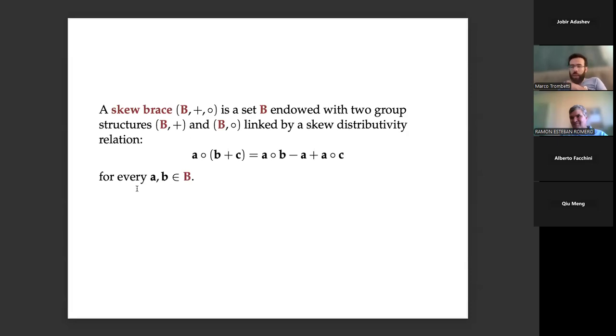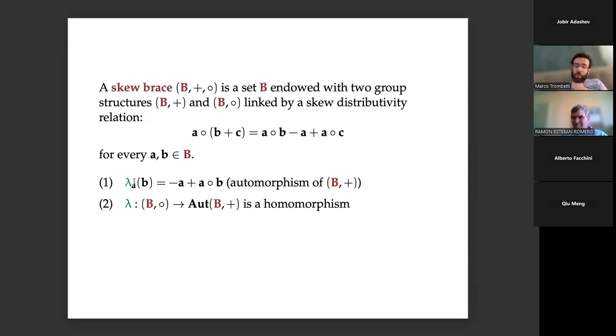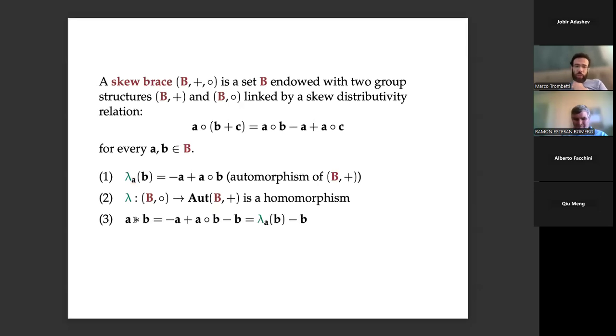But anyway. Some other notation is that if you get a skew brace, then this map here, this function here, is actually an automorphism of the additive group. And you also get that the map assigning to every element of B the previous map I was telling you, lambda subscript a, this is also a homomorphism. Not in general an automorphism, but just a homomorphism.